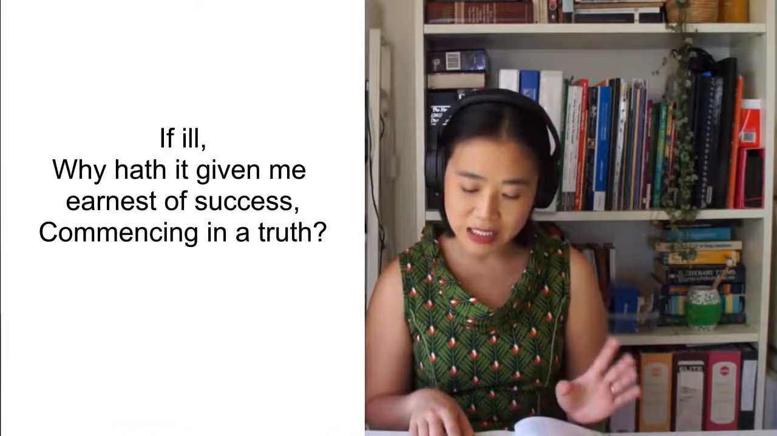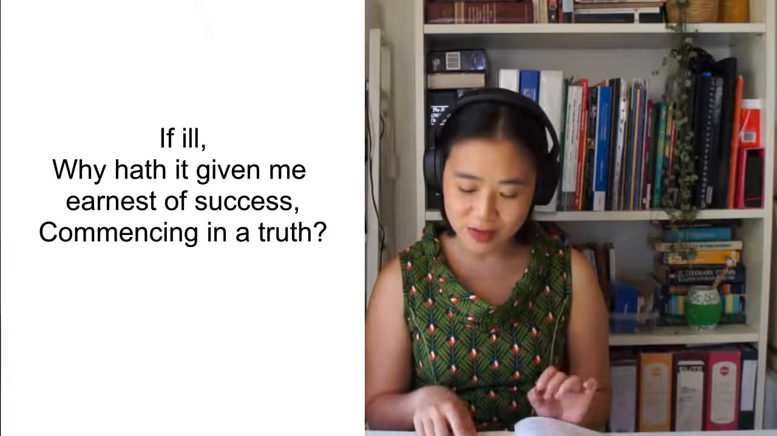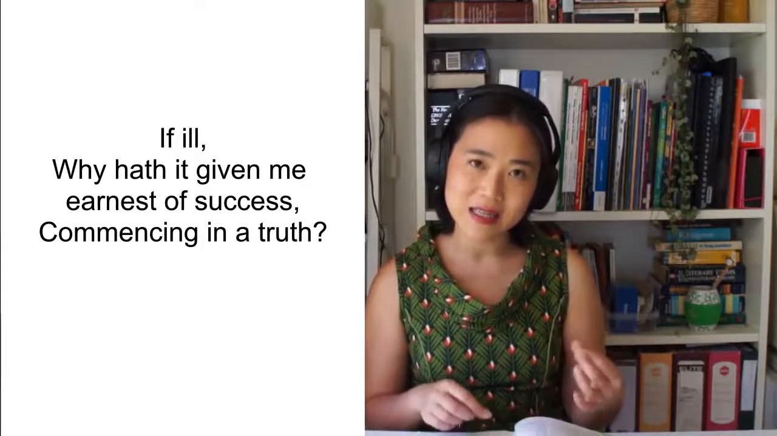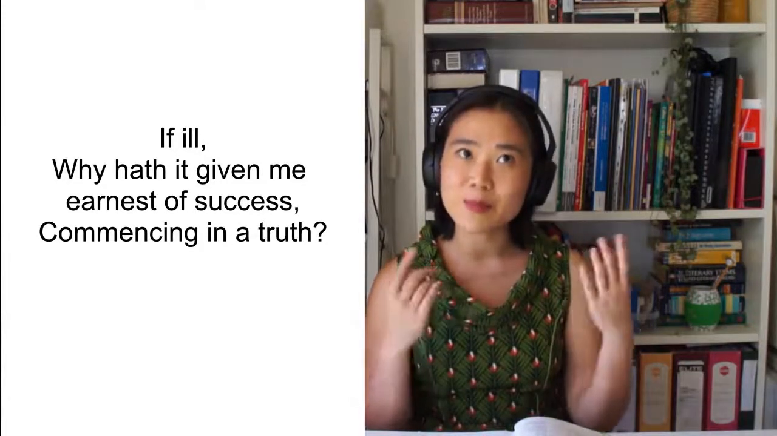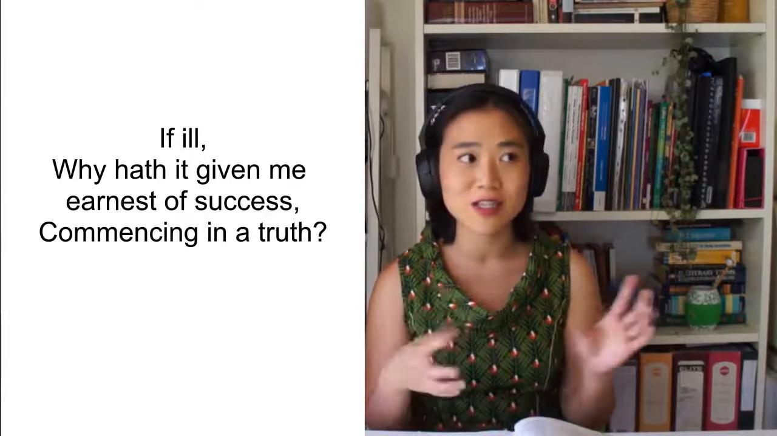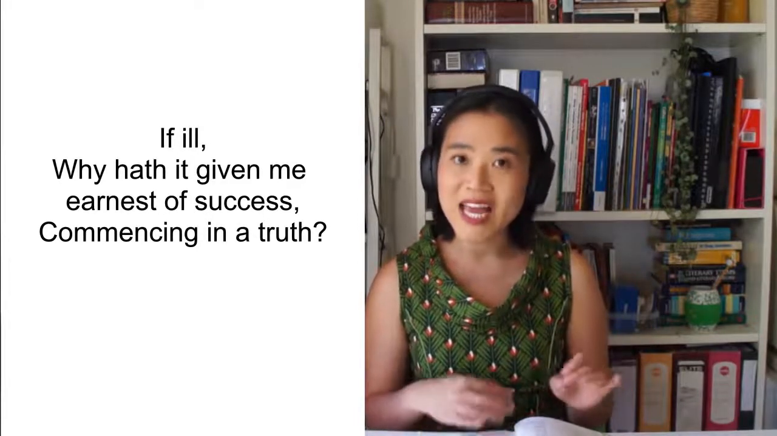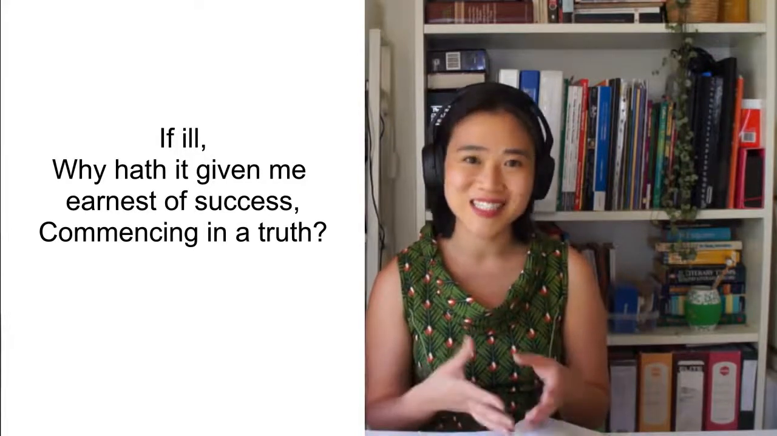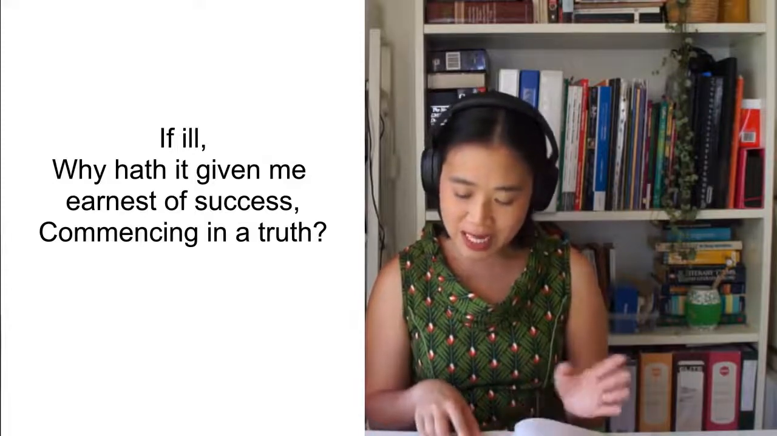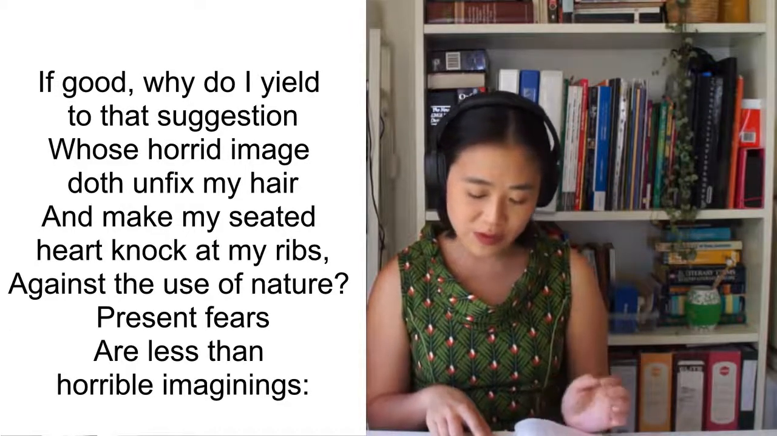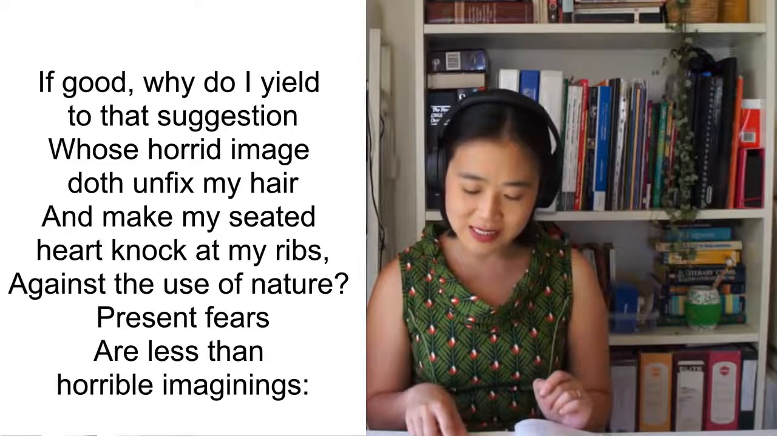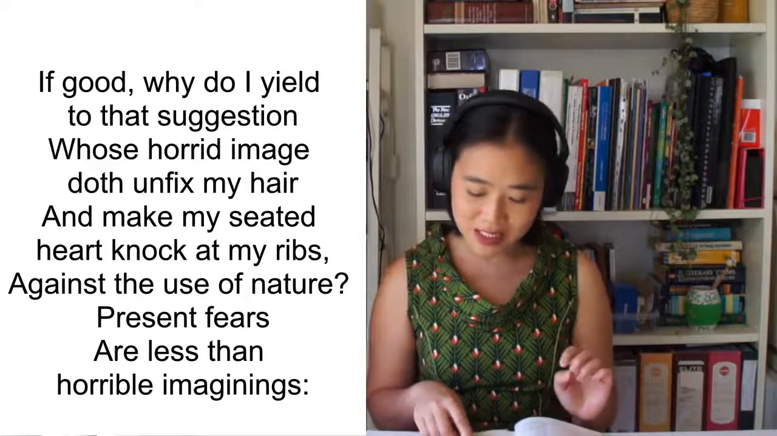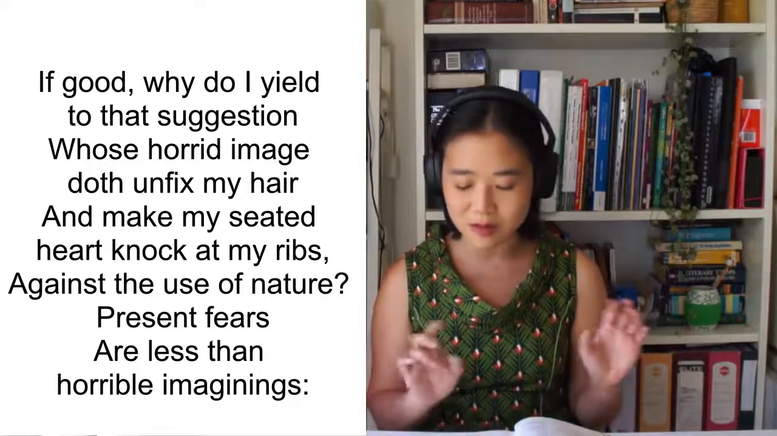So he's saying, "If ill, why hath it given me earnest of success, commencing in a truth?" So he's saying here that, well, if they're bad for me, trying to get me into trouble, then why has it given me some really good things? He's essentially being promoted to Thane of Cawdor, right? And then he says, "I am Thane of Cawdor. If good, why do I yield to that suggestion whose horrid image doth unfix my hair, makes my seated heart knock in my ribs against the use of nature, present fears are less than horrible imaginings," and so on.